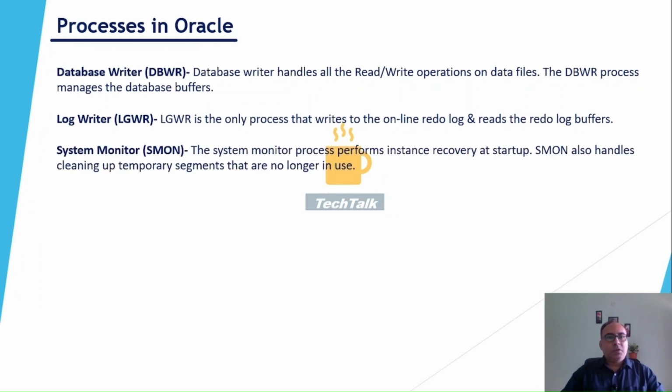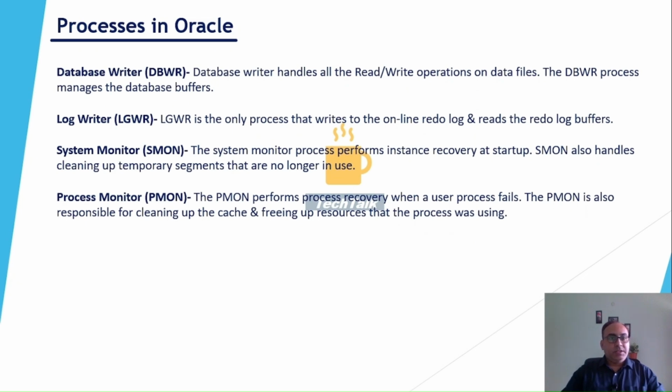Then we have the system monitor. This performs instance recovery at startup, and it handles cleaning up temporary segments that are no longer in use. Then the process monitor performs process recovery when a user process fails. It also cleans up the cache and frees up resources that the process was using.